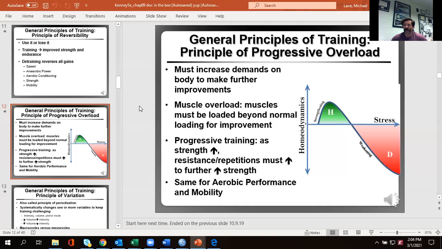Time under tension is a great way to look at it. This is typically going to be through potentially increasing the number of reps at a given weight and increasing the number of sets that you're doing. So you're doing more and more sets to induce more and more fatigue.